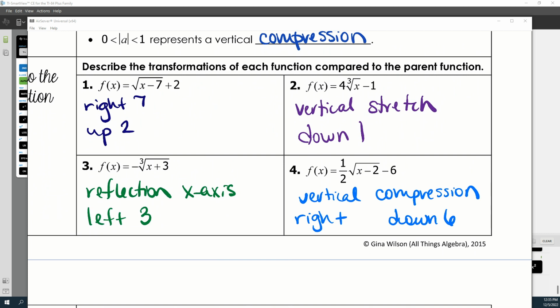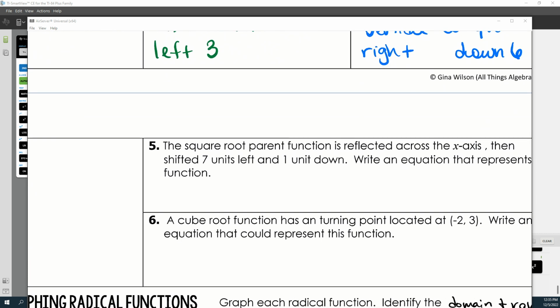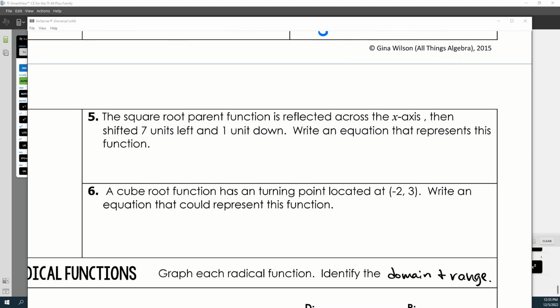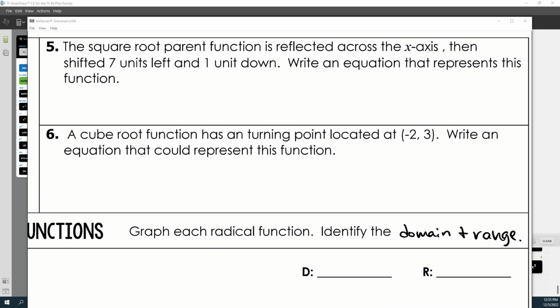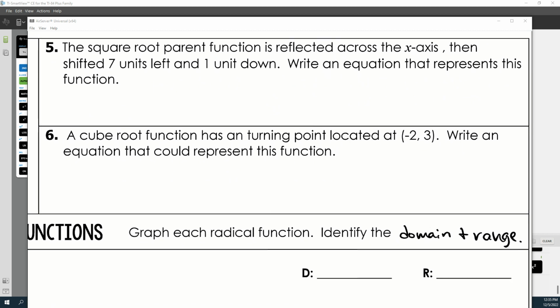Okay. Now, last class when I was teaching this, I said 5 and 6 are a little more difficult than those, but they didn't act like they thought they were. So maybe I'm wrong. It's possible. So on 5 and 6, we're going to write the function that has these given transformations. So I'm just going to call my function y. You can call it y or f of x or g of x or whatever you want to.